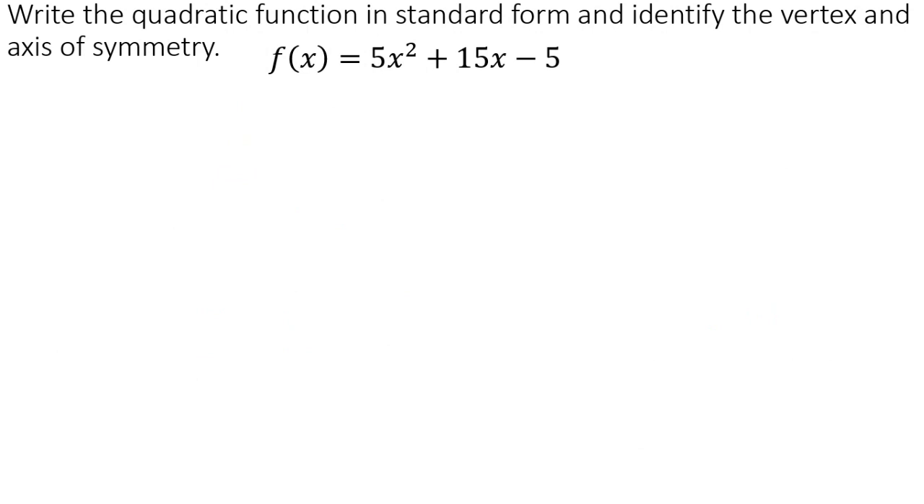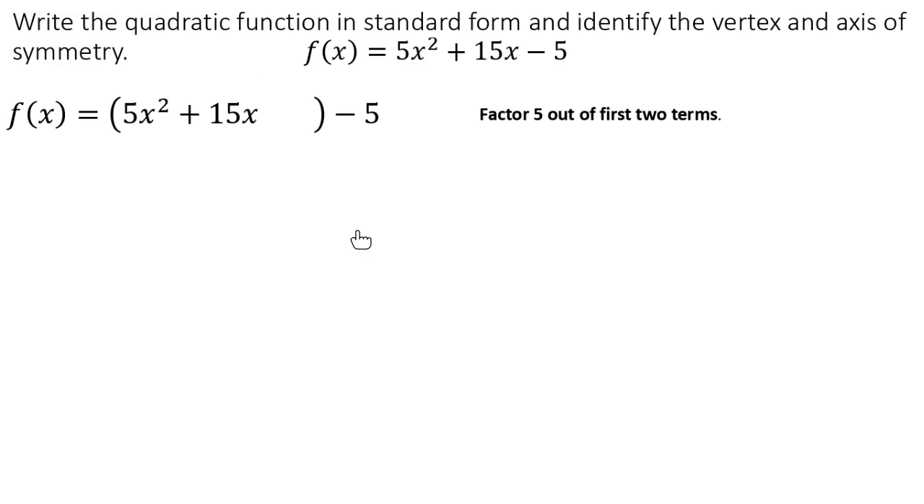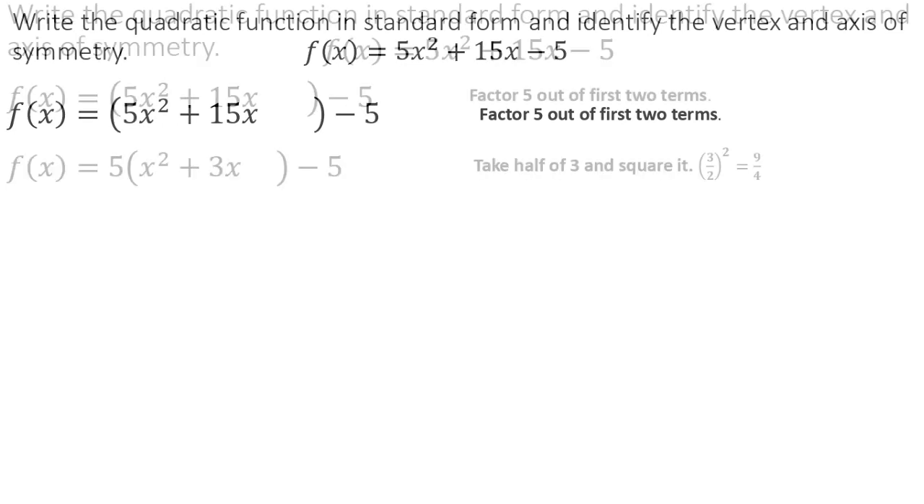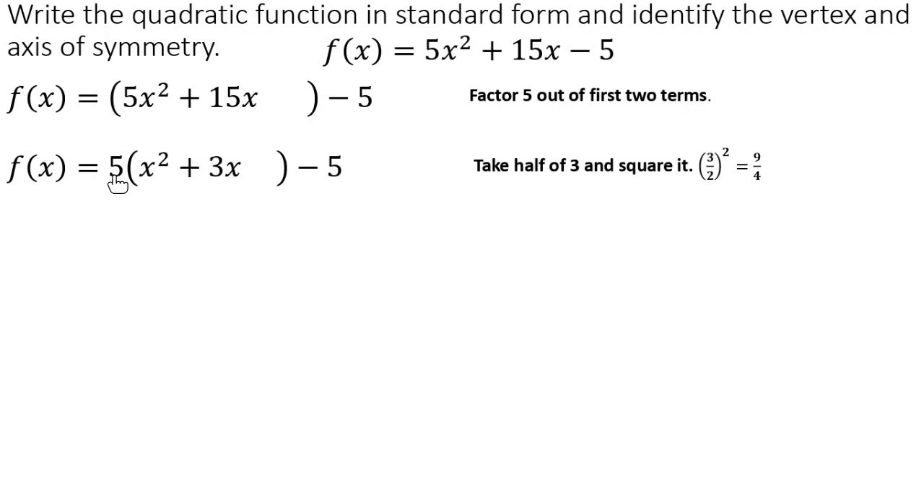Okay, write the quadratic function in standard form and identify the vertex and axis of symmetry. So I see here that my a is not 1, so I want to factor out that 5. So that's the first thing that I will do. I'm going to factor out the 5 from just the terms that have the x, and again, I'm going to leave the constant outside my parentheses. So let's go ahead and factor out that 5. 5 times x squared gives me the 5x squared. 5 times 3 gives me that 15x.